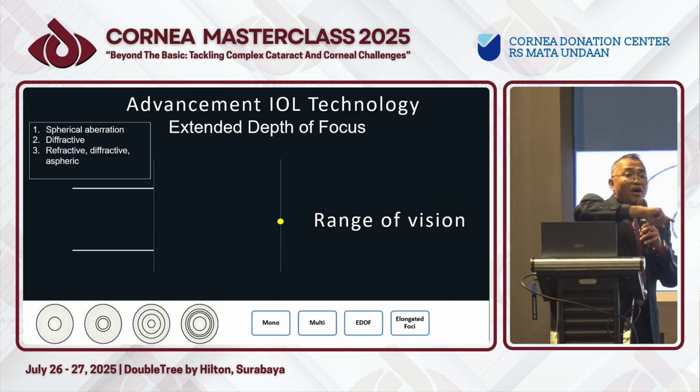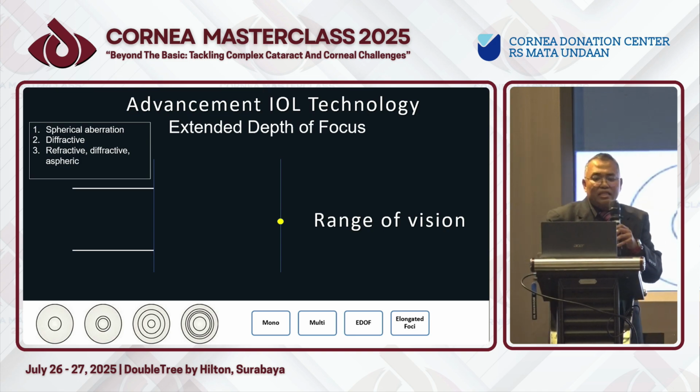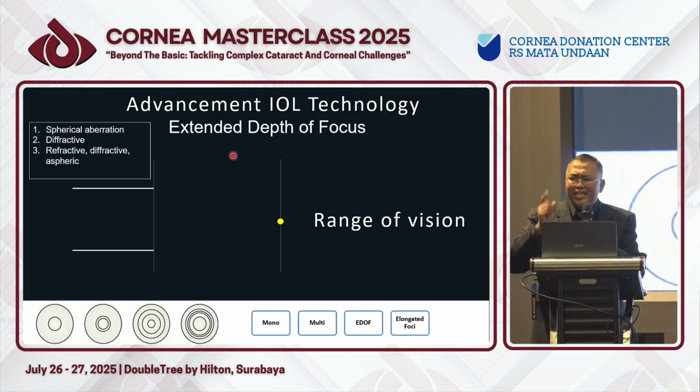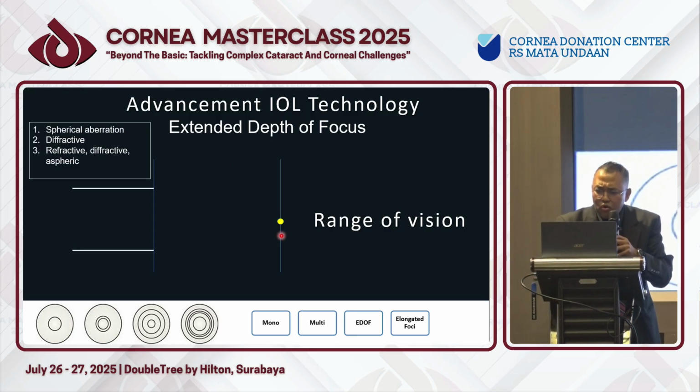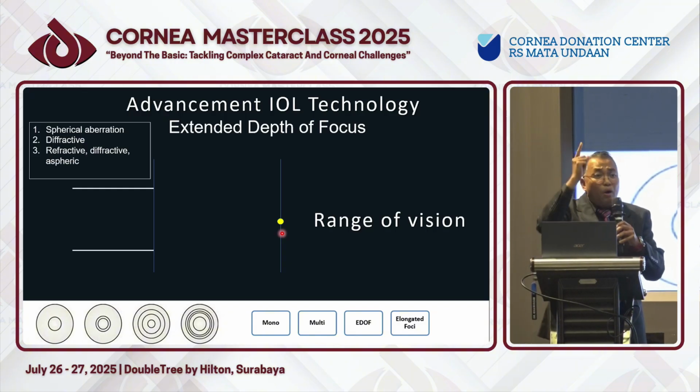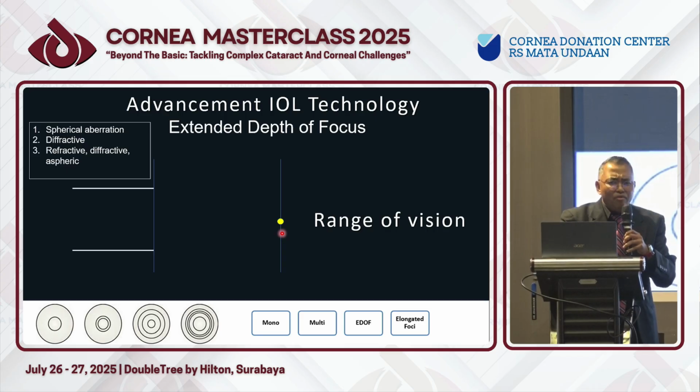But okay, now, how do they get this multifocality with all this? Then it comes with extended depth of focus. What is extended depth of focus? You look at this multifocality, you look at this single vision. What you want is to extend that range, but without multifocality. How can we do that?